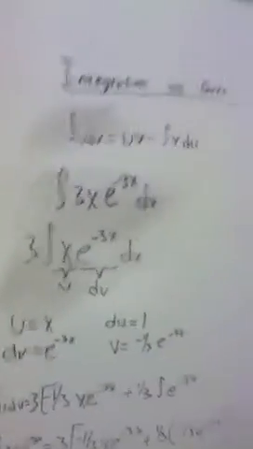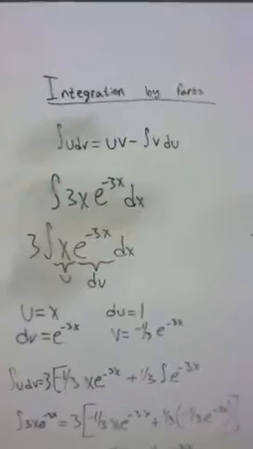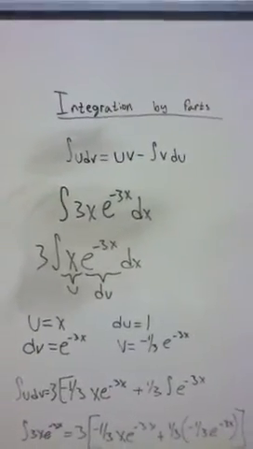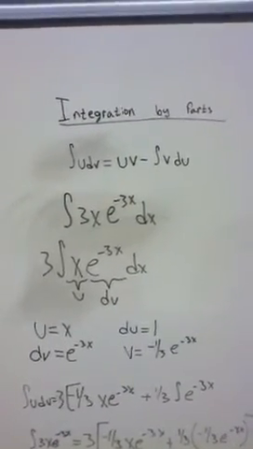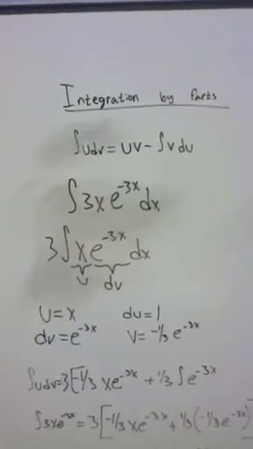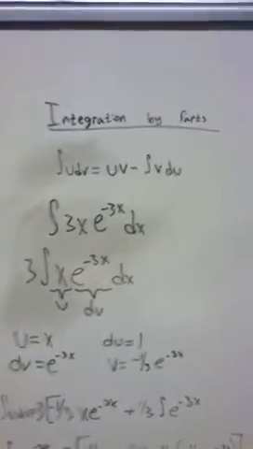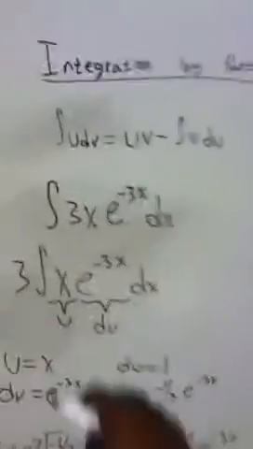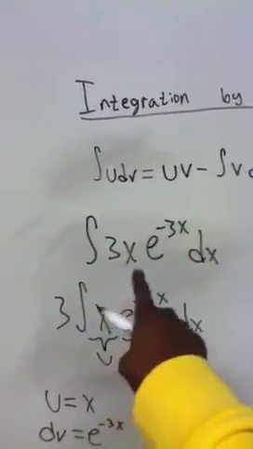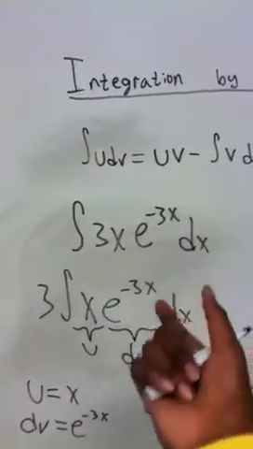Okay, quick recap of what we did. We found the formula for integration by parts is the integral of u dv equals uv minus the integral of v du. You recognize integration by parts whenever you have two functions, like here 3x and e to the negative 3x, being multiplied together. So there are two separate functions.